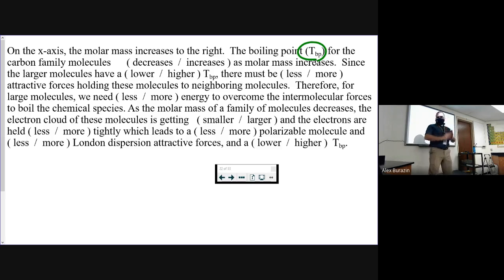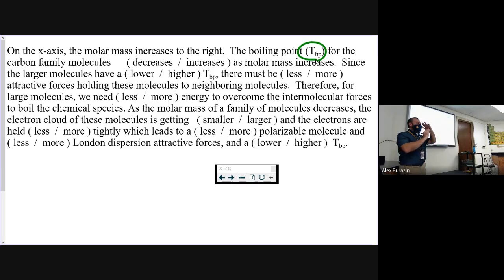Capital T, what's capital T mean in science? If you're doing an equation in science and you see the variable capital T, what does that represent? What are some things that we can measure in science class that would start with a T? Temperature, that's our guy. Capital T is temp.